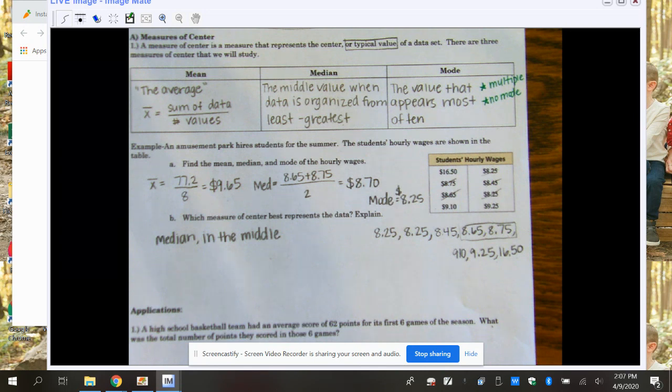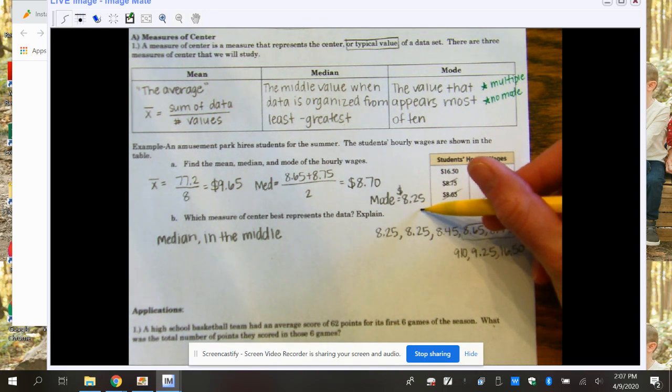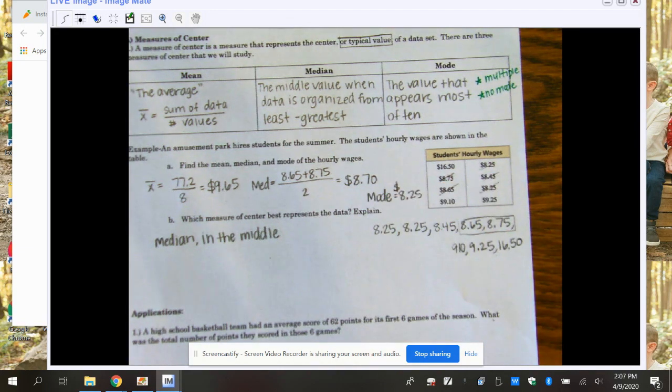But again, the measure of center best describes the value of the data set, and so 9.65 would be misleading. 8.25 would be misleading. The median is going to be what you'd want to post.